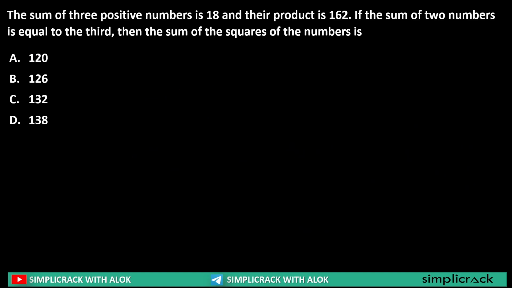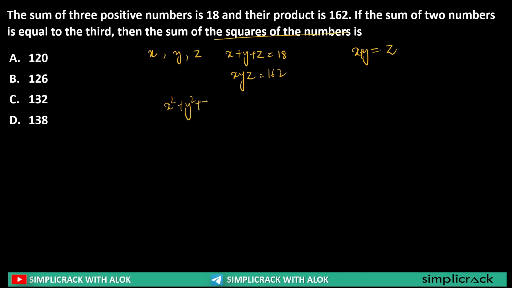The sum of three positive numbers is 18 and their product is 162. x, y, z are three positive numbers. So x plus y plus z is equal to 18, and the product xyz is equal to 162. If the sum of two numbers is equal to the third, that is, if x plus y is equal to z, then the sum of the squares, x square plus y square plus z square, is equal to what? We need to find this.